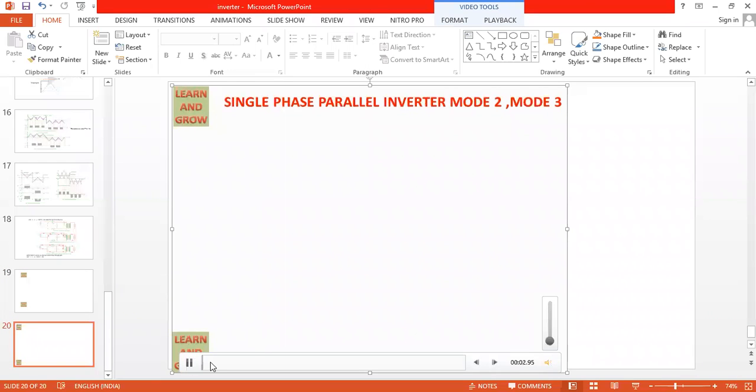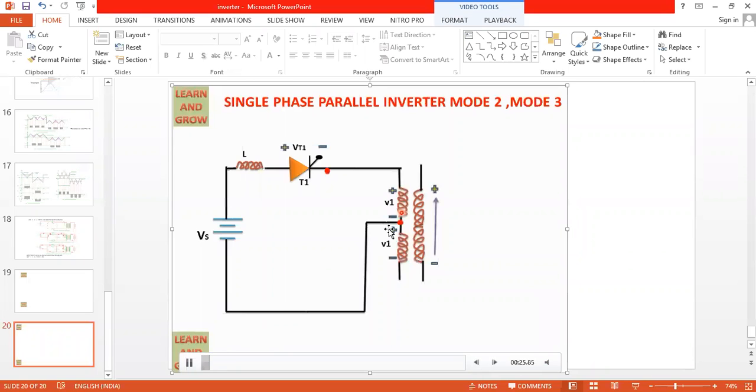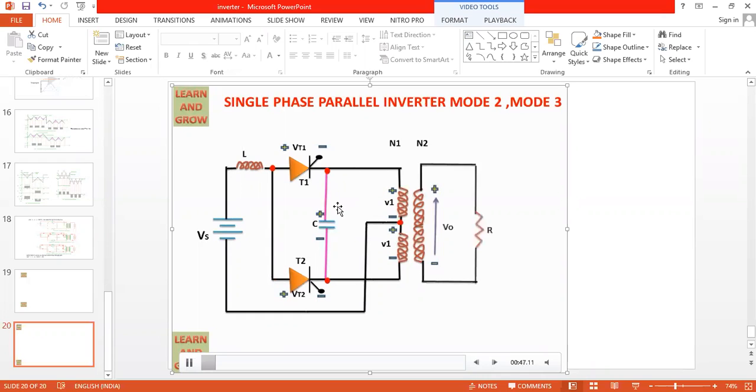I'm just repeating that the parallel inverter must contain the center tap transformer in order to improve the voltage. Without the capacitor, we cannot apply the pulsated signal to the center tap transformer. As pure DC can never be applied to a center tap transformer, pure DC with the help of switches is converted to switchable DC or pulsated DC, in the form of a pulse signal, and that signal is applied to the transformer. Now we are going for mode 3.